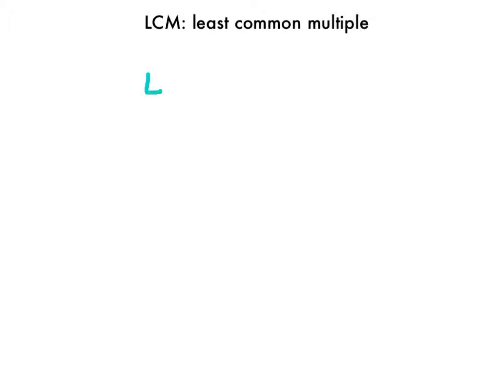I have a question. I get confused between multiple and factor. What are the differences? Good question. A factor is any two numbers that make a product. So for instance, for the product of 6, a factor would be 1 and 6, and 2 and 3. A factor times a factor.